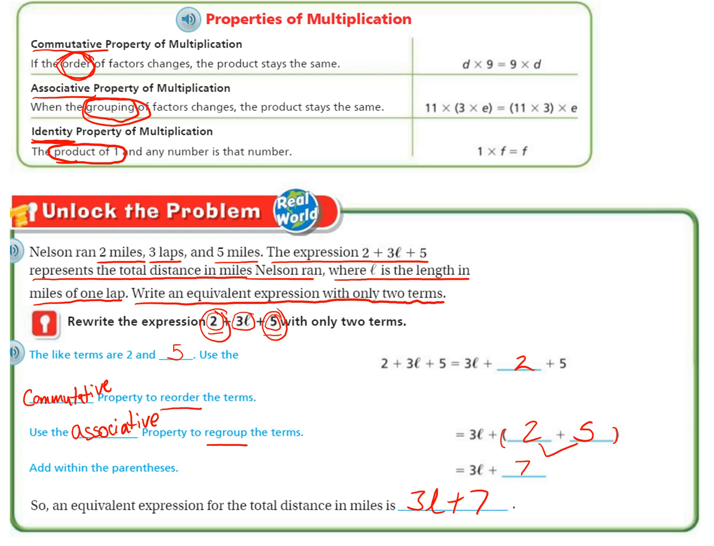That's essentially what you're doing. Essentially, we're doing the same thing we did yesterday, where we're combining like terms.